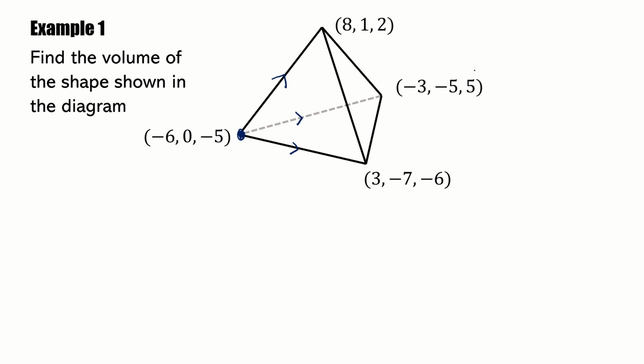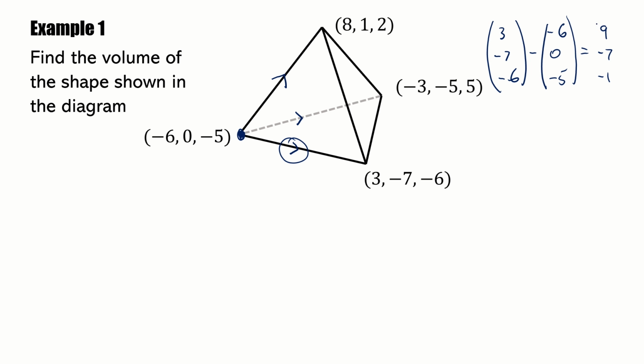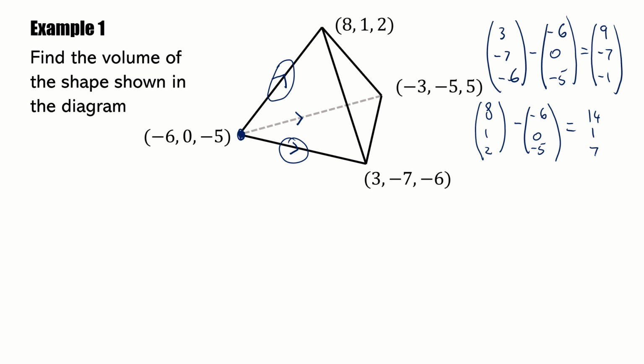So to do that, I'm going to start by working some of those out up here to the right. So I'm going to do (3, -7, -6) subtract (-6, 0, -5), because that's working out this bottom one here. And so if we work that out, we'll get (9, -7, -1). And then we could work out the one over here, and that would be (8, 1, 2) minus (-6, 0, -5). And so that would get us (14, 1, 7).